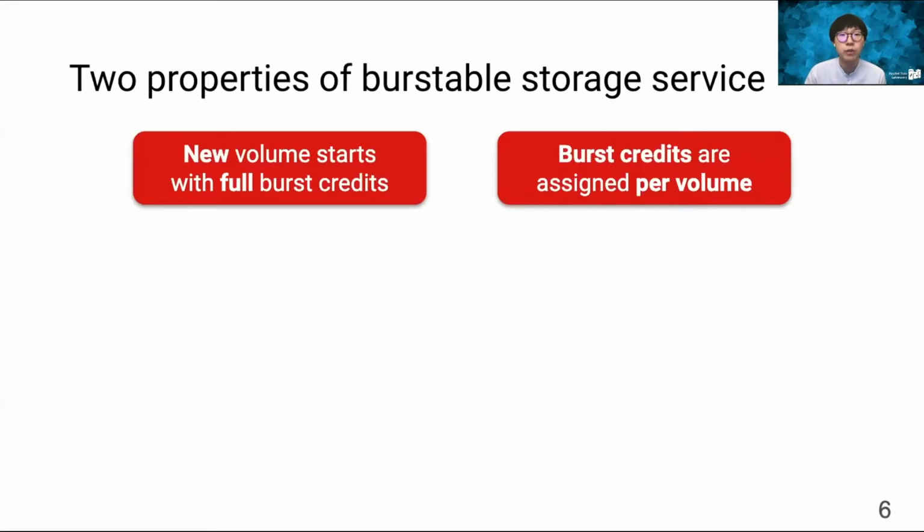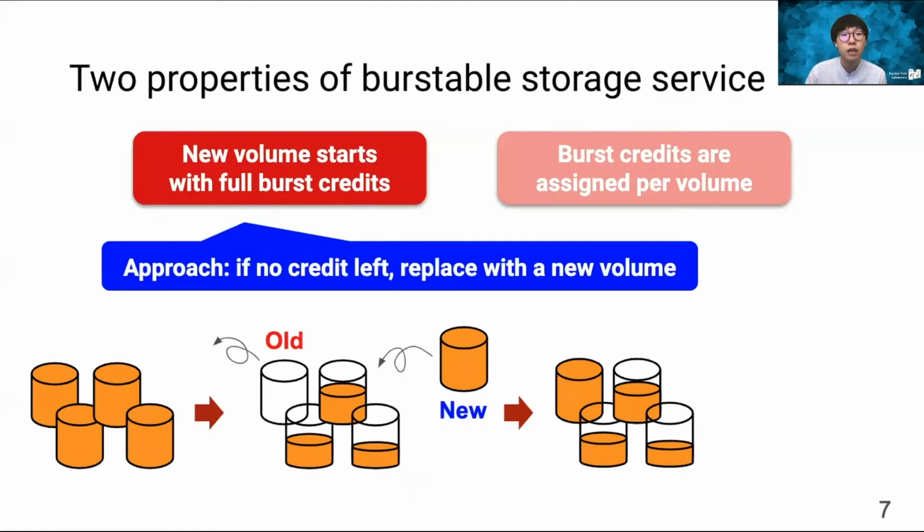Now, I'll explain two interesting aspects of burstable storage service and how we exploited these two properties to achieve high performance for extended duration. The first property is that every new burstable volume starts with a certain amount of burst credits. So, as you can see in this figure, if there is a volume that used up all the burst credits, we can replace that old volume with the new volume that has full burst credits.